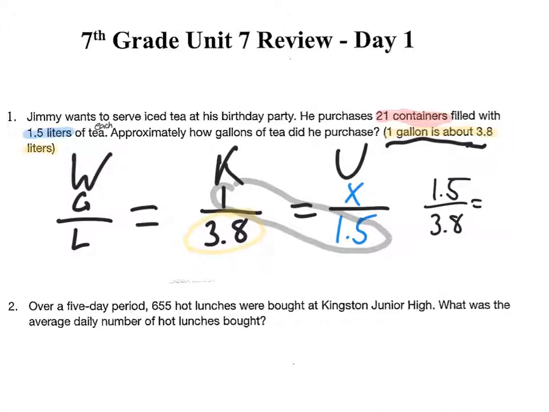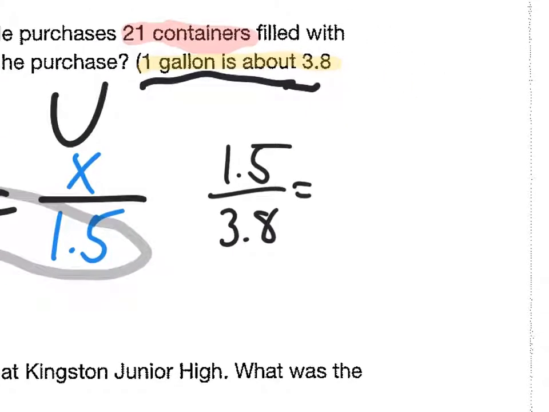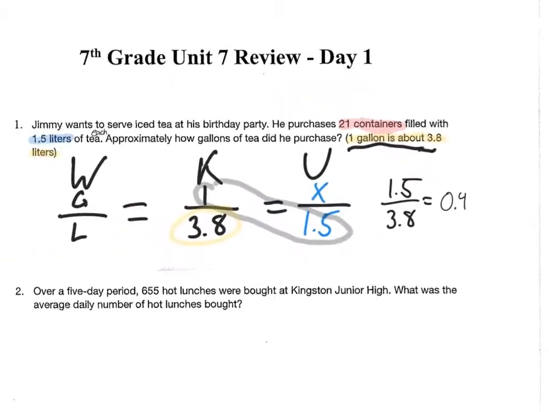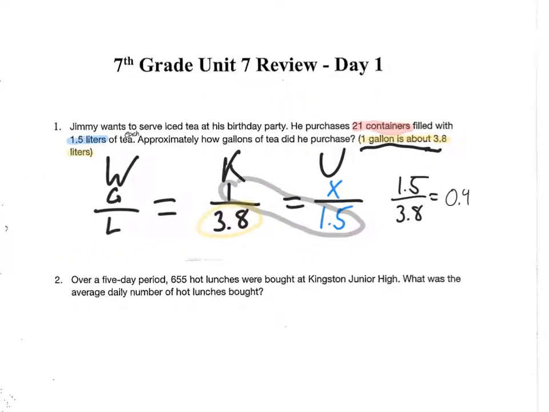And 1.5 divided by 3.8 is some crazy long decimal. So I'm going to round it considerably. It comes out to 0.39 and a whole lot of other numbers. So we're going to call it 0.4, or about 0.4. What that means is there are 0.4 gallons in that 1.5 liters of tea.